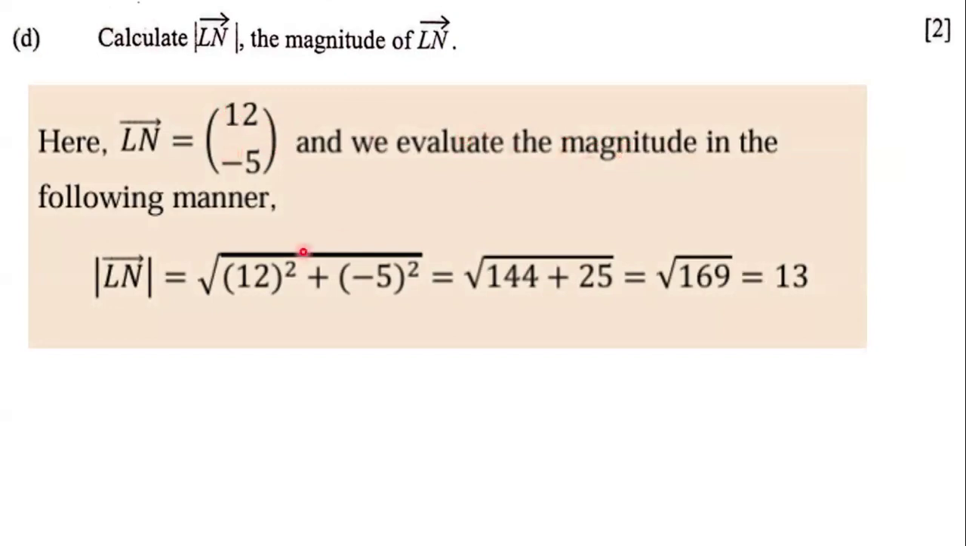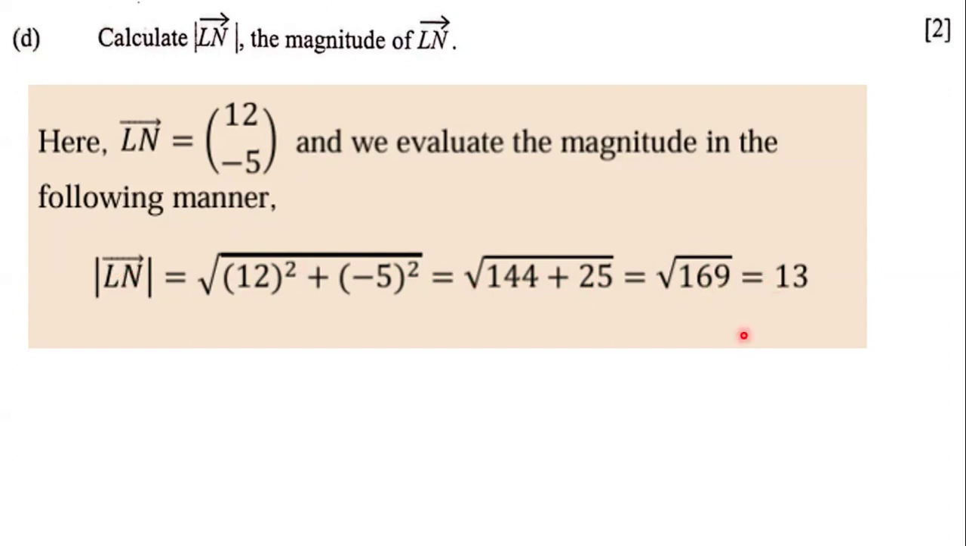So its magnitude is going to be the square root of, you take the X component and you square it, and you take the Y component and you square it, and then you add the results. So it's going to be 12 squared, which is 144, and negative 5 squared, which is 25. So 144 plus 25 is equal to 169. So we have the square root of 169, and the square root of 169 is 13. So that means that the magnitude of LN is equal to 13.